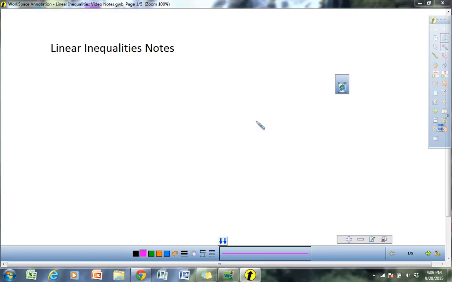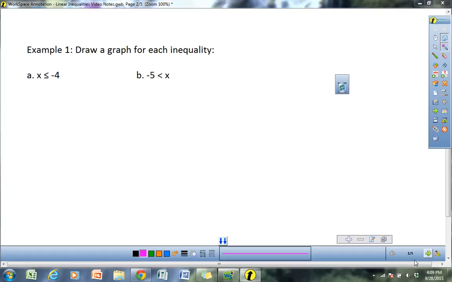Alright, so tonight we are going to review linear inequalities and how to solve and graph them. So the first thing that we need to know is that, sorry, the board's a little dirty. When we're talking about linear inequalities, we're talking about less than, less than or equal to, greater than, and greater than or equal to. Alright, so we want to draw the graph for each inequality.